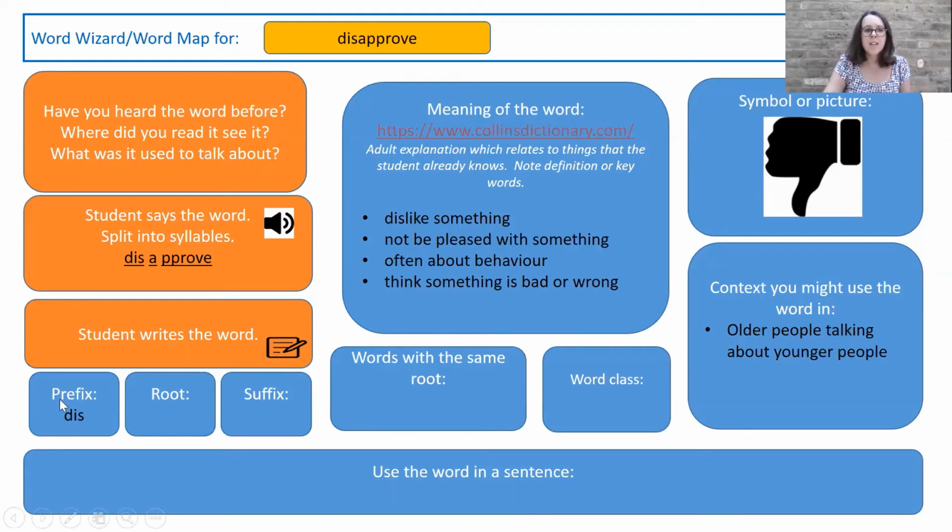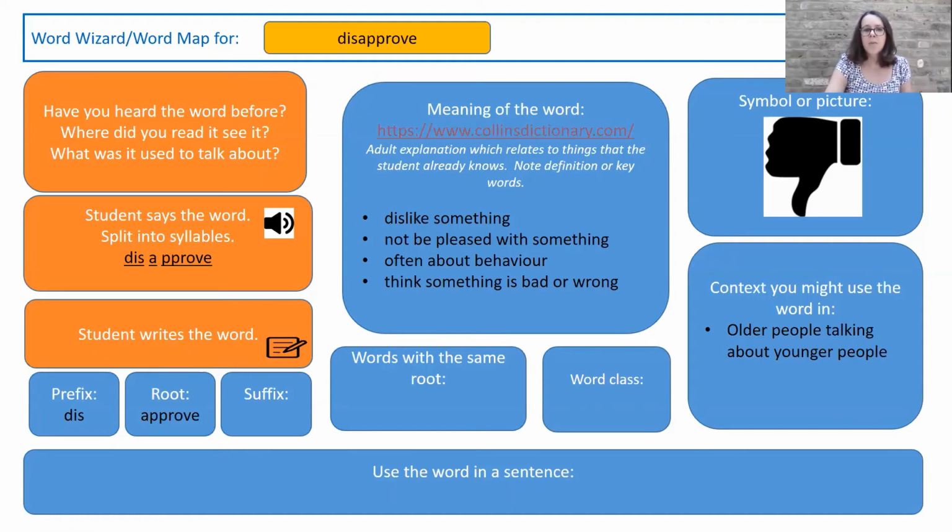The next thing we're going to think about is the prefix and root and suffix. So this is the morphology of the word, what it's made up of. And we can see that disapprove has a prefix of dis, okay? And that often makes it an opposite of something. The root word is approve. So that's the kind of main meaning of the word, but dis makes it the opposite. So disapprove. If we approve of something, it means we agree with it, or we think it's okay.